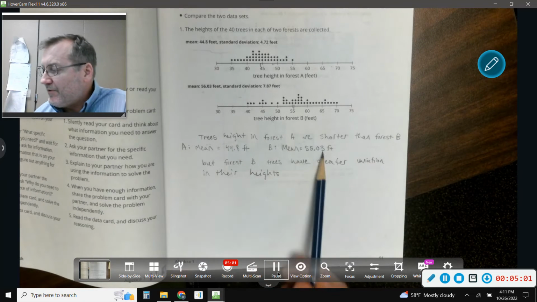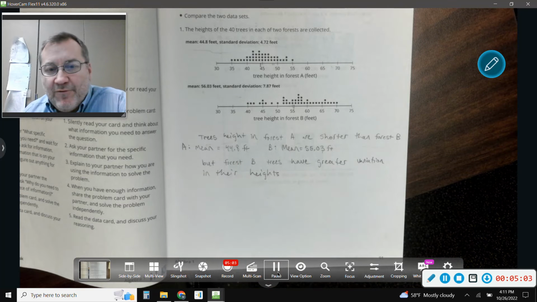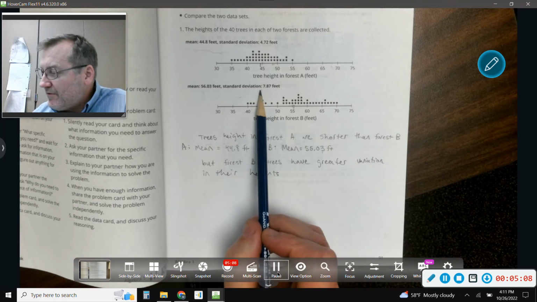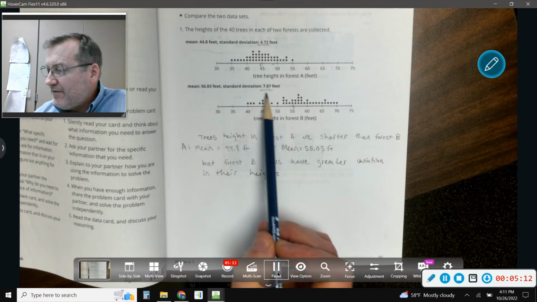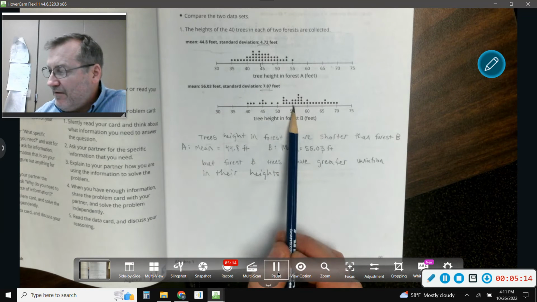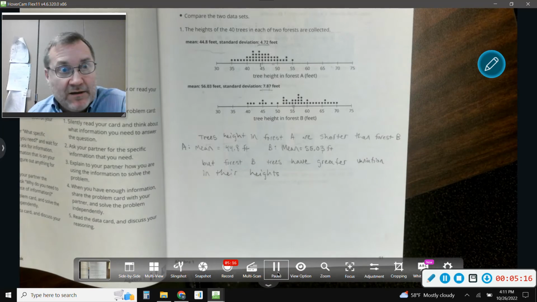And there you're comparing the two numbers. But forest B trees have greater variation in their heights. Well, if you look at this, your standard deviation, 4.72 versus 7.87. Yeah, there's more variation in the heights there, even though it has a higher height. Okay.